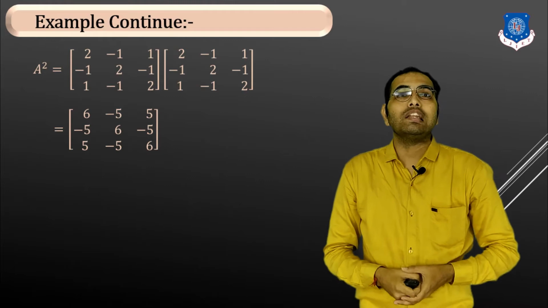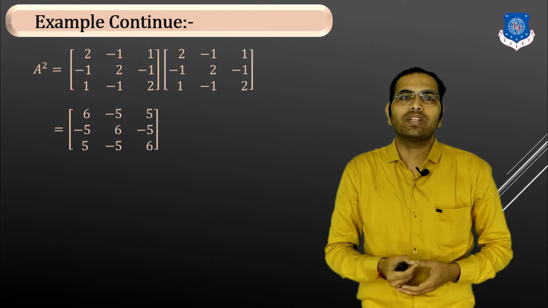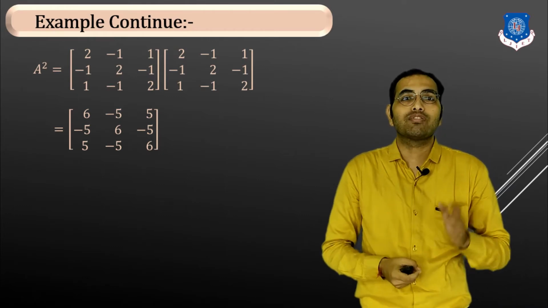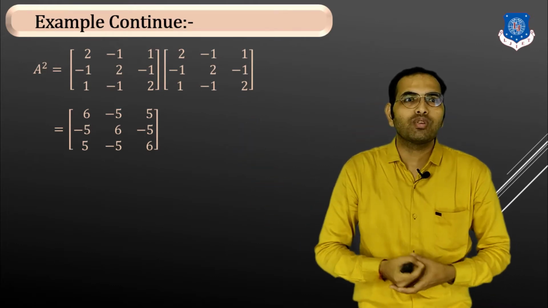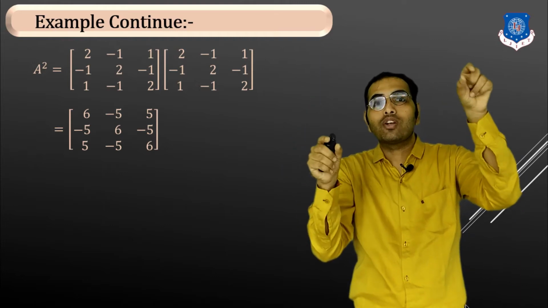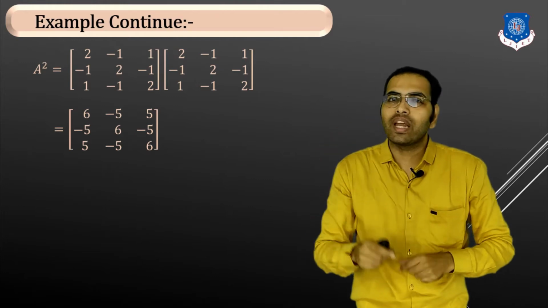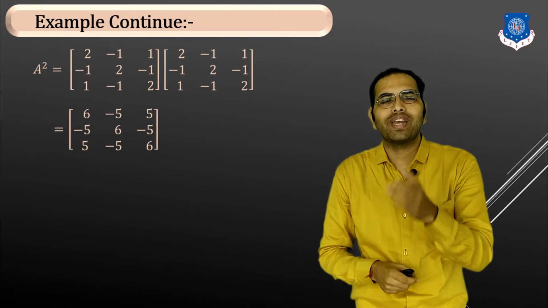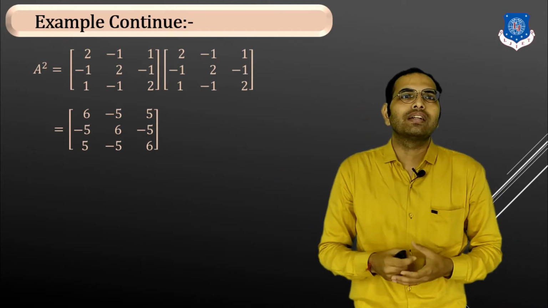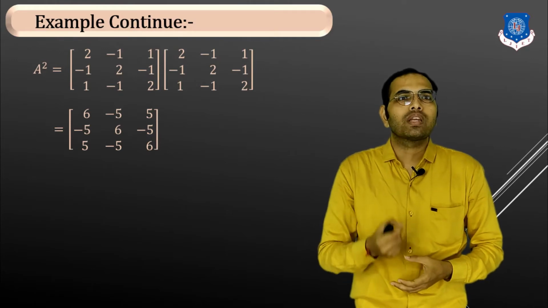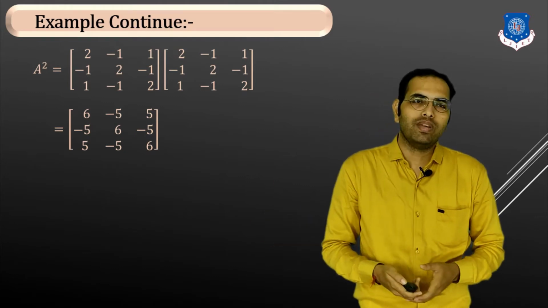Similarly third row first column, third row second column, third row third column. Likewise that. Then first row first column: 2 into 2 is 4, plus minus 1 into minus 1 is 1, plus 1 into 1, means 4 plus 1 plus 1, that is 6, which is written in the first value, means A11 position. Similarly first row second column: 2 into minus 1 is minus 2, minus 1 into 2 is minus 2, 1 into minus 1 is minus 1, means minus 2 minus 2 minus 1, that is minus 5. Likewise we get the values of A square, that is [6 -5 5; -5 6 -5; 5 -5 6], that is exactly the values of A square.